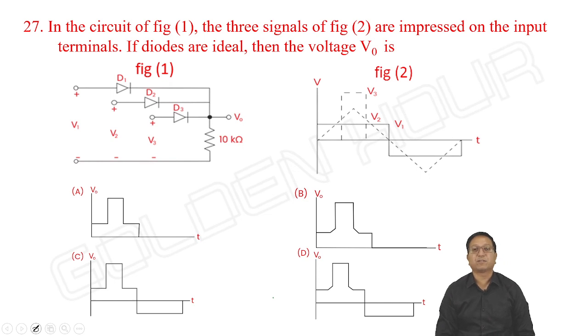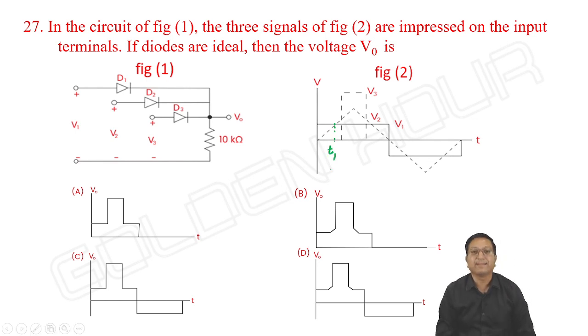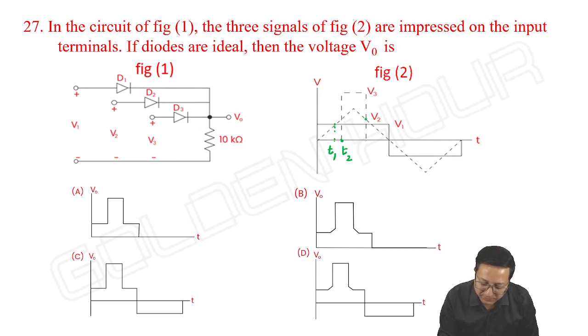Now here I'm assuming some time intervals. At this particular point I'm taking the instant as t1, this point as t2, next this instant t3, this instant t4, and finally this instant t5. This one is 0.